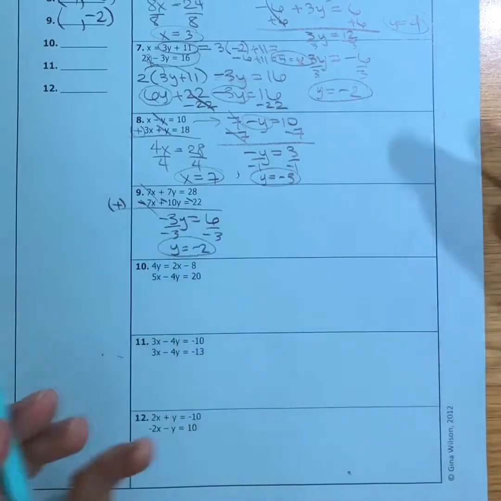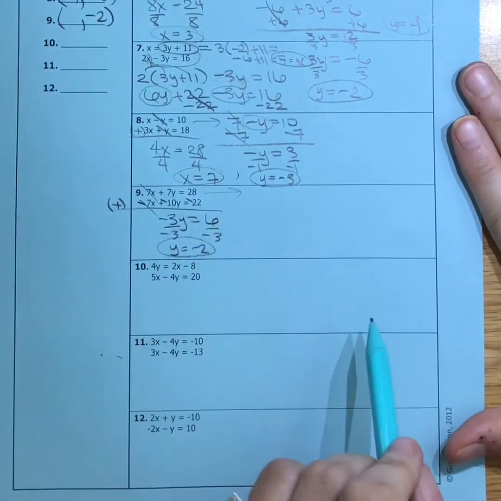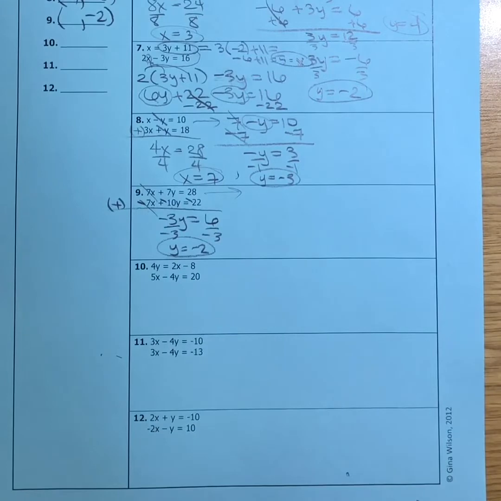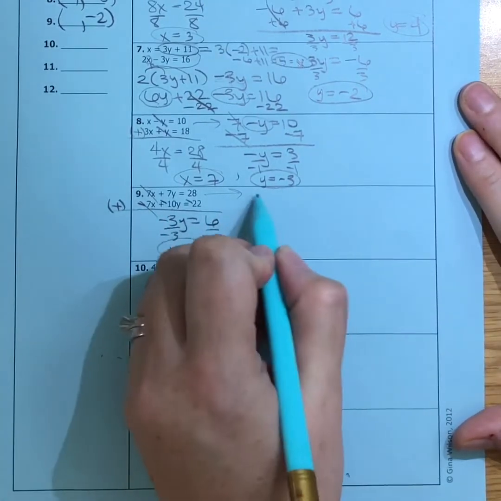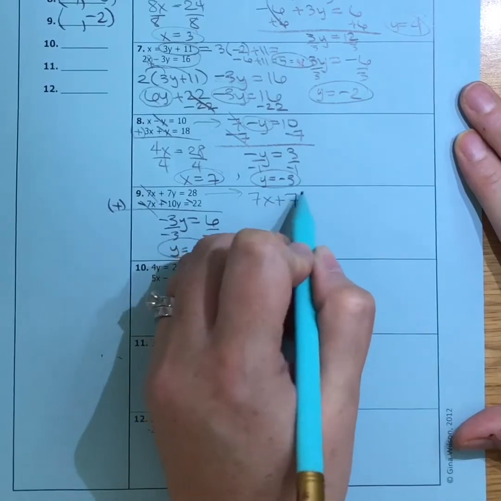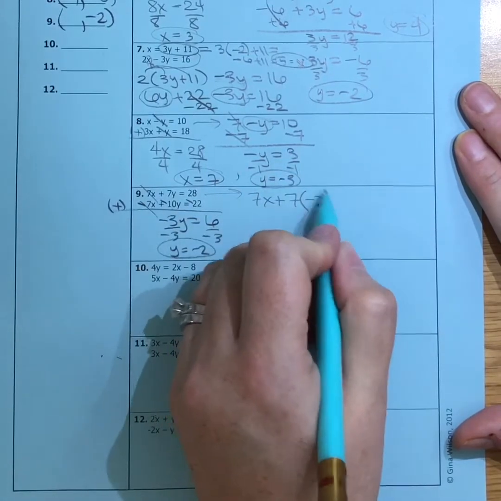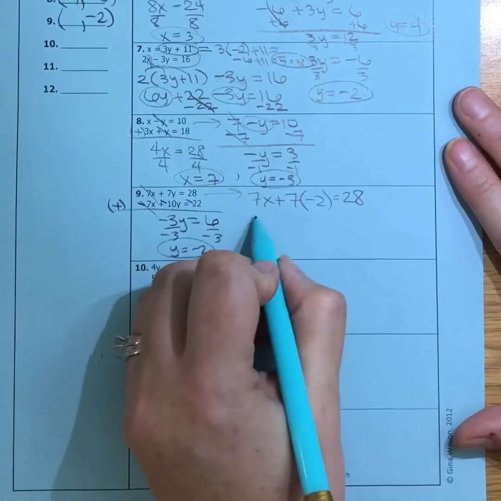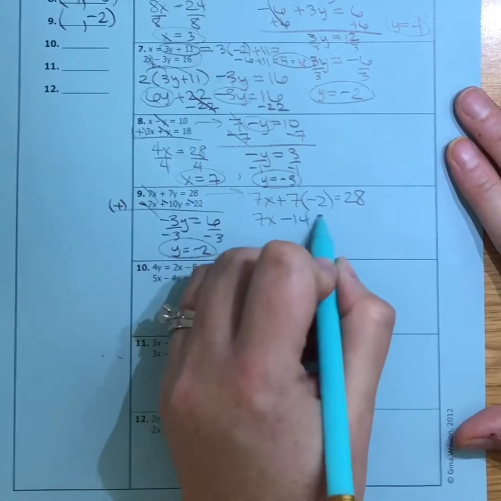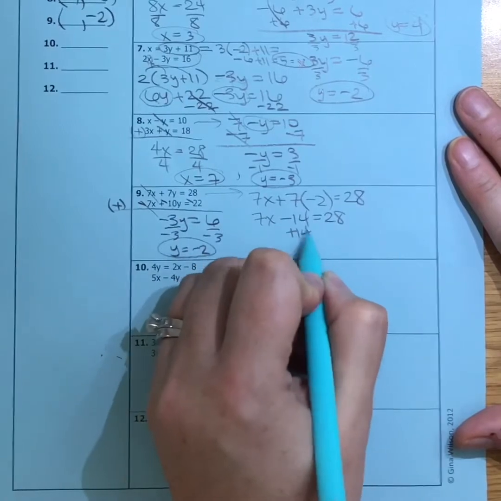And it doesn't matter which equation. I'm just going to use the top equation. They're both fairly equivalent in terms of difficulty. So I have 7x plus 7y, but the y is negative 2, equals 28. So that's 7x minus 14 equals 28. Add 14.